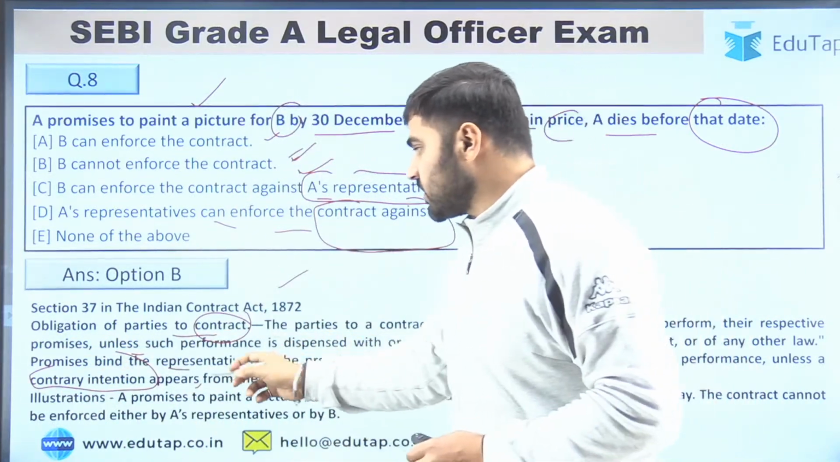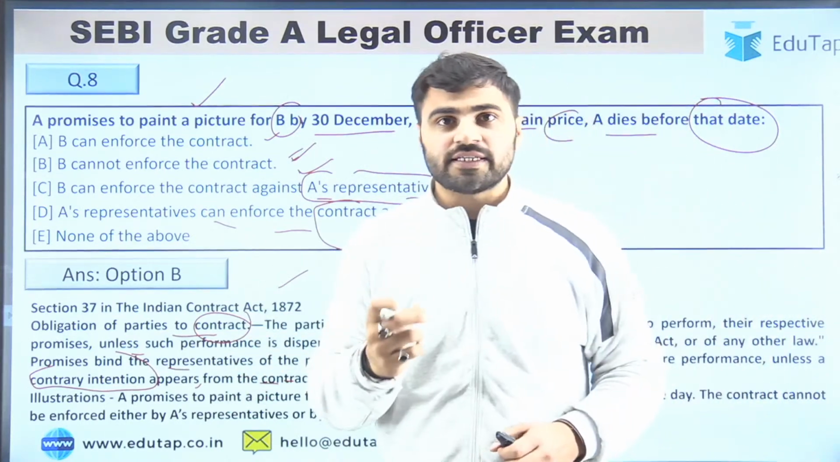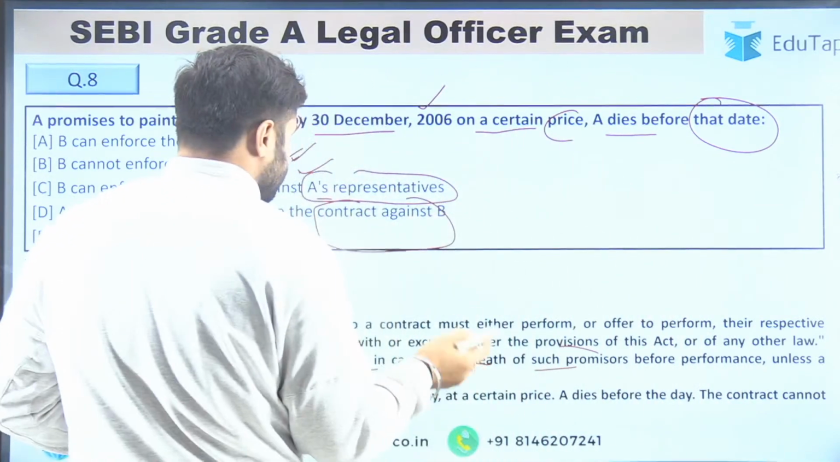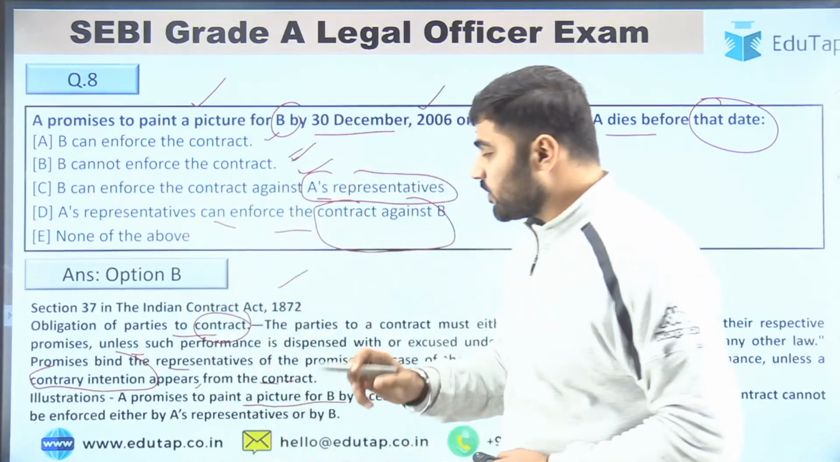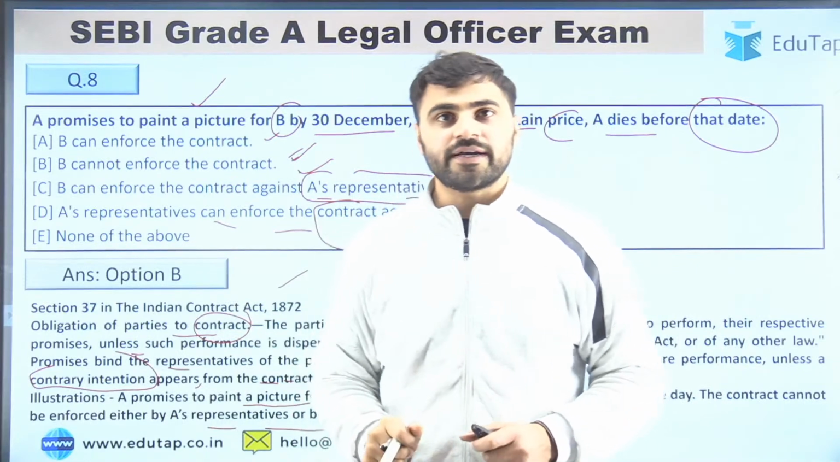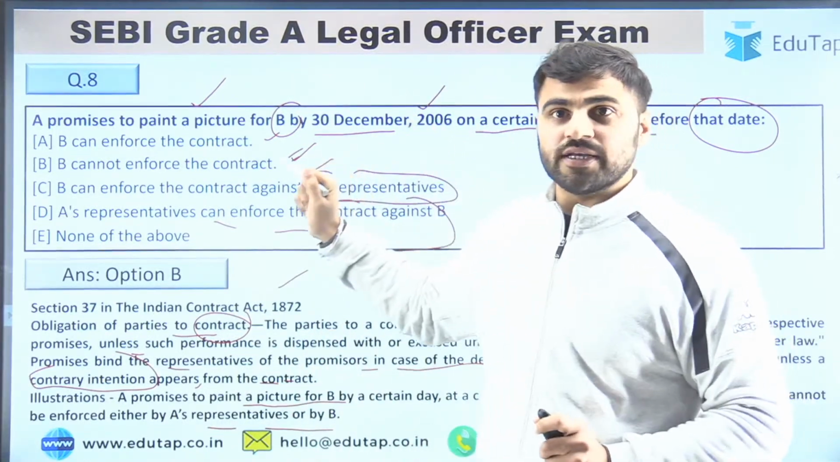So if you see the illustration, this illustration is basically derived from the provision itself, from the Bare Act itself, right? A promises to paint a picture for B by a certain day at a certain price. A dies before the day. The contract cannot be enforced either by A's representatives or by B. Right guys? Option B, right? So most of you are saying right.